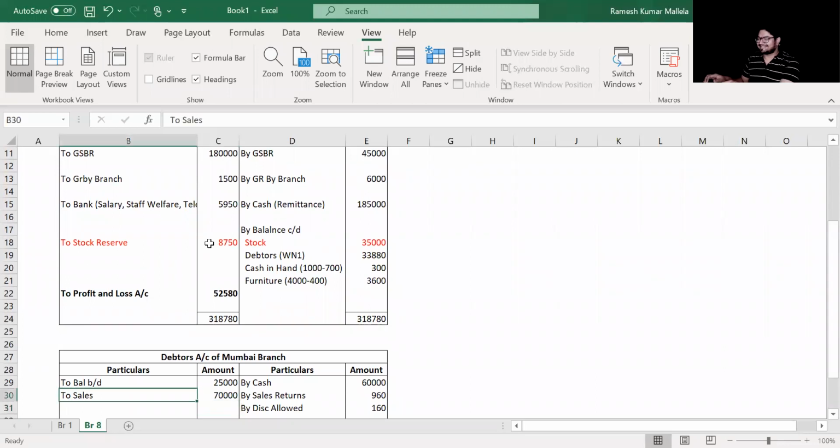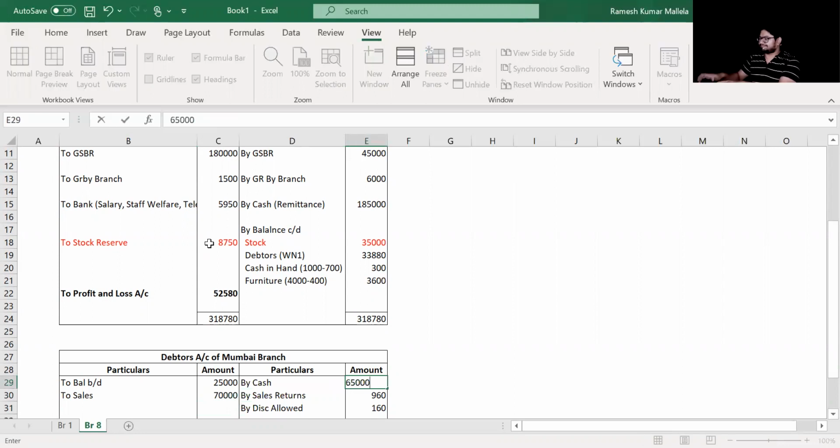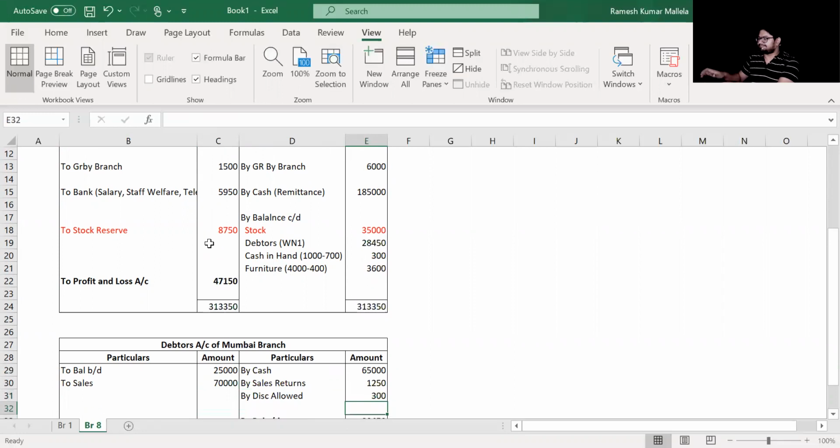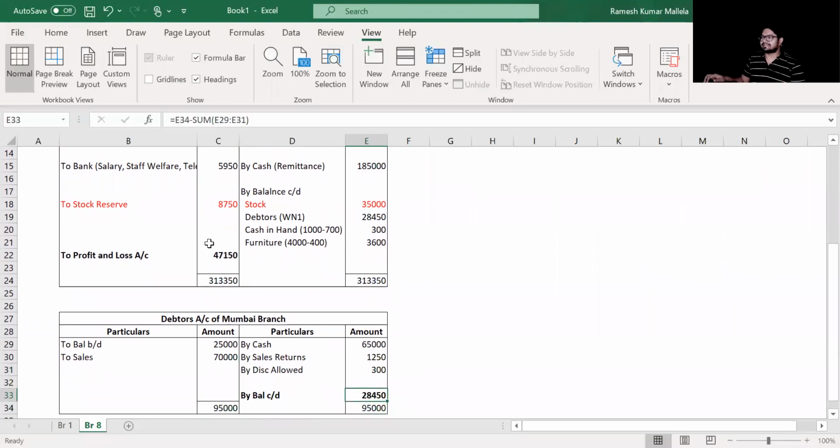Credit sales made is 70,000. And then the cash you have collected is 65,000. Sales returns is given as 1,250. Discount allowed is basically 300. So the balance in your debtors account is 28,450. The same is reflected here.